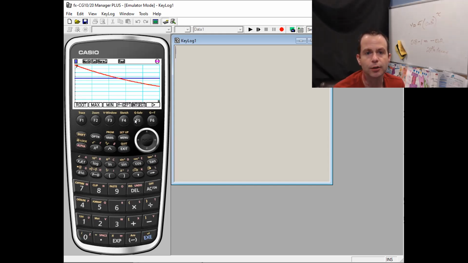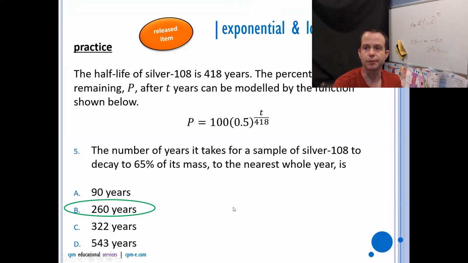Okay, so then I look for the intersection point and I get 259.78, which is where I got the 260 in the first place for that answer. Okay. So 260 years for that one.